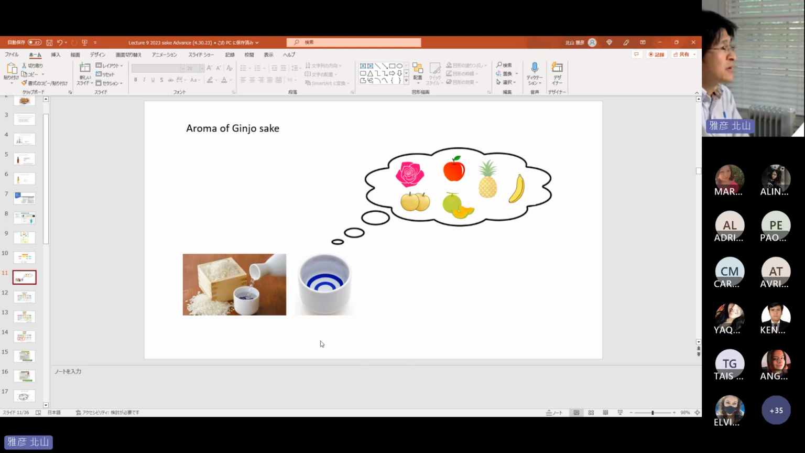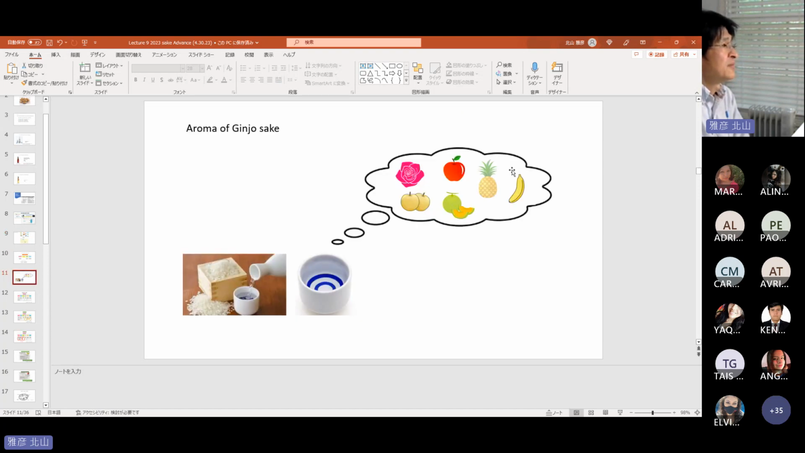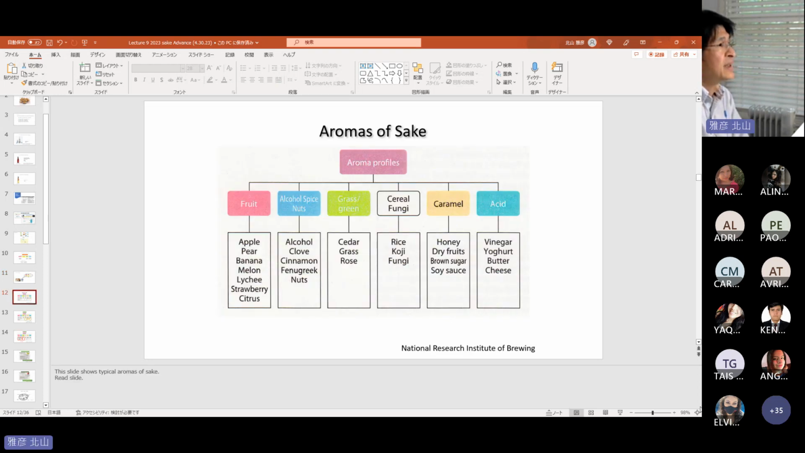If we use a small size of rice grain and a certain yeast strain, and ferment at a low temperature, we can feel this type of impression from ginjo sake. So these are typical aroma of sake.